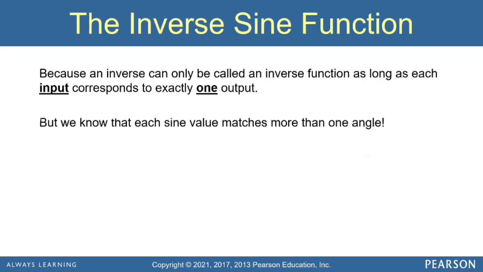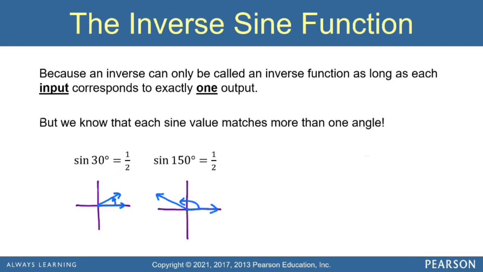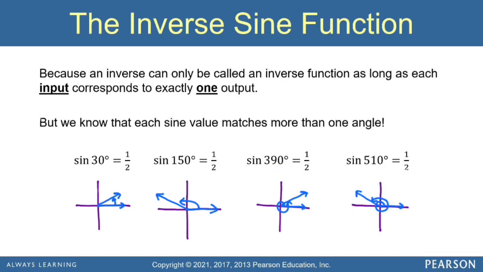But we know that each sine value matches more than one angle. For example, the sine of 30 degrees is 1/2, but the sine of 150 degrees is also 1/2. And any angle that is coterminal with either of these also has a sine value of 1/2. So for example, the sine of 390 degrees is 1/2, and the sine of 510 degrees is 1/2, and we could go on and on calculating angles that are coterminal with 30 and 150, and we could just collect an infinite supply of angles that have 1/2 as their sine value.